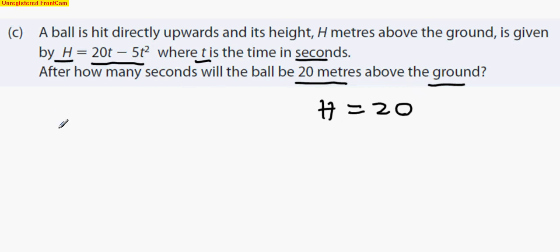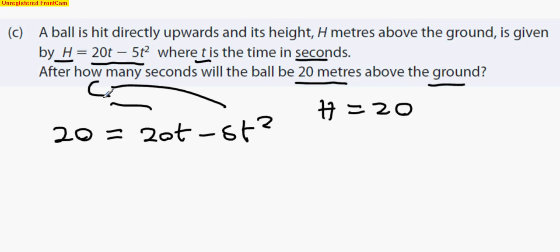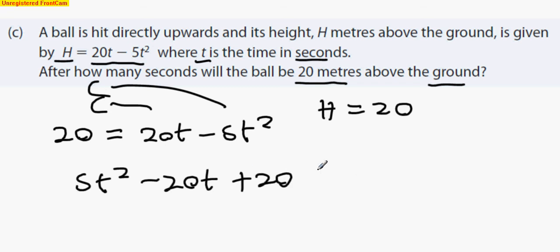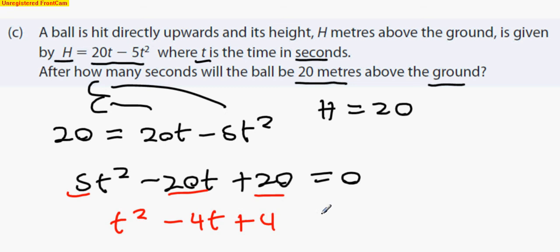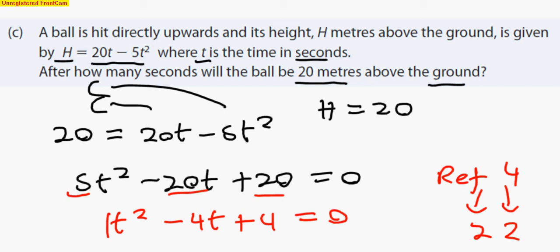Replace h with 20 and you get 20 equals 20t minus 5t squared. Move the 5t squared and 20 over the other side, so we get 5t squared minus 20t plus 20 equals 0. All of them can be divided by 5. So what we get is t squared minus 4t plus 4 equals 0. Reference number is 4 because it's 1 multiplied by 4. Break it up into 2 and 2. Minus 2 and minus 2, excuse me.